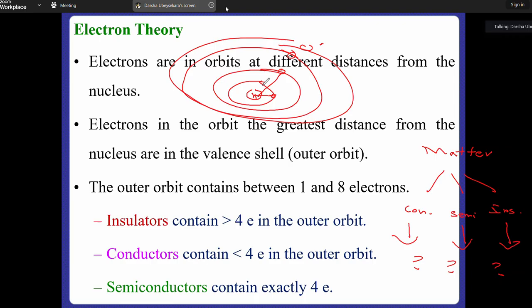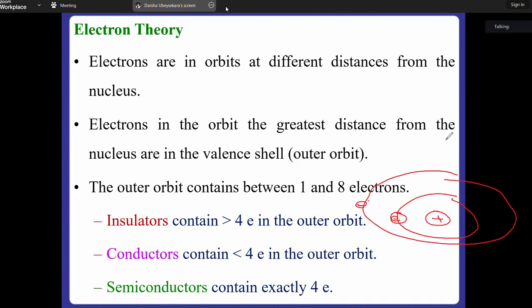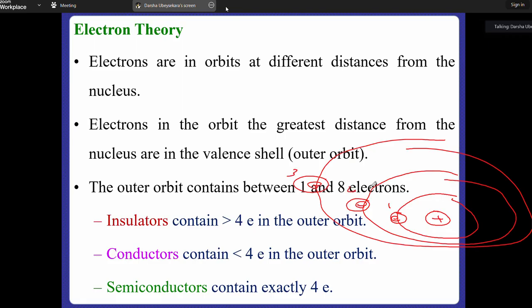Why? What is the reason? Suppose your nucleus is like this. The nucleus has protons and neutrons and it is positively charged, no? Positively charged, right? So I will put a positive mark. The nucleus is positive. One electron is there like this, another electron is in this orbit, another in this orbit, right? So this is electron 1, 2, 3. I'm just giving an example.